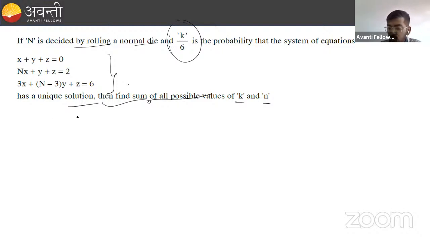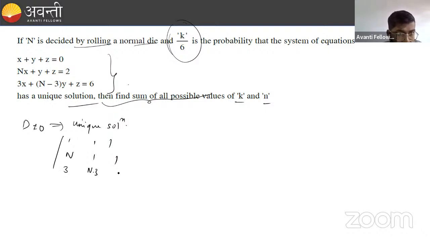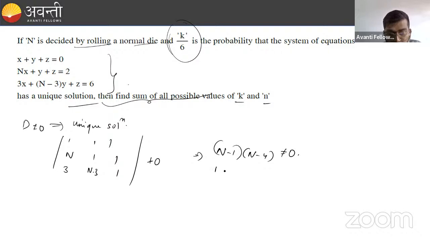So for a unique solution, we know that D is not equal to 0, which implies a unique solution. So what we will do is first find D: the determinant with rows 1 1 1, n 1 1, 3 n minus 3 and 1. This should not be equal to 0, right? So it comes out to be n minus 1 into n minus 4 should not be equal to 0, which implies n should not be equal to 1, and n should not be equal to 4.